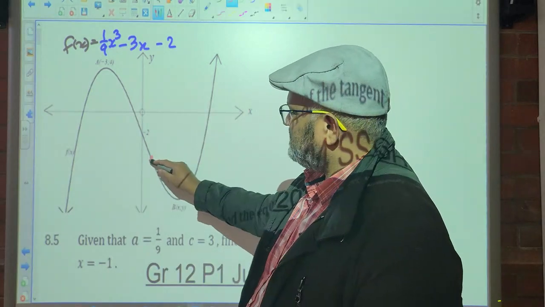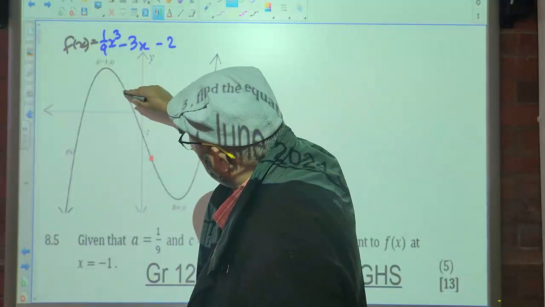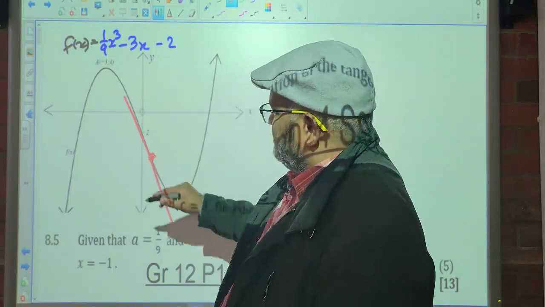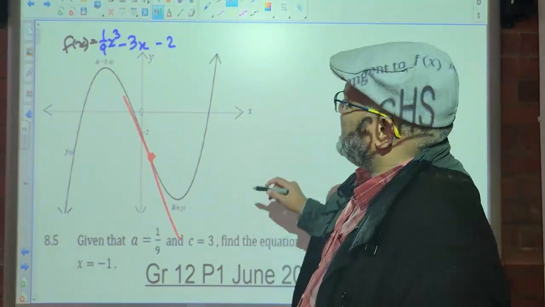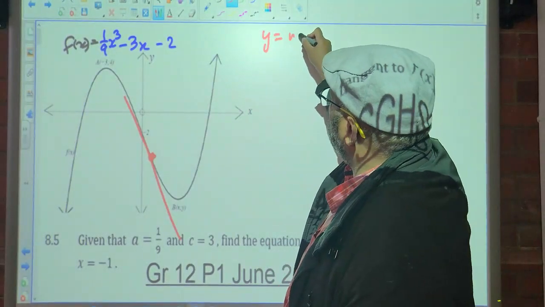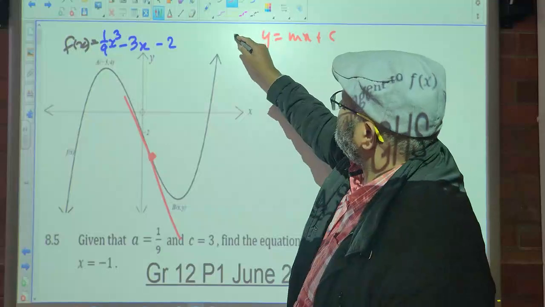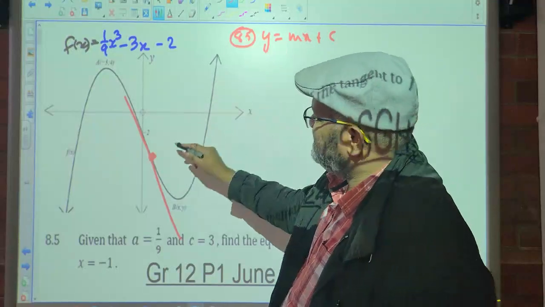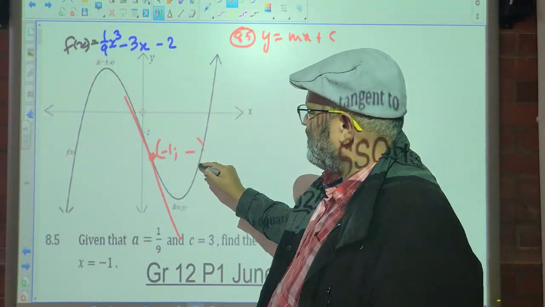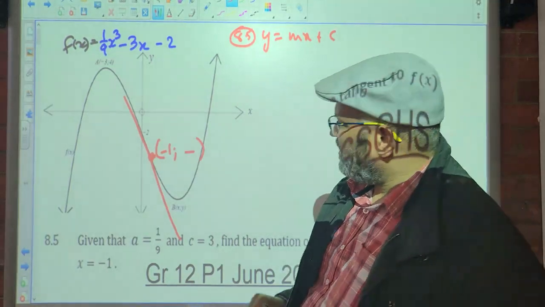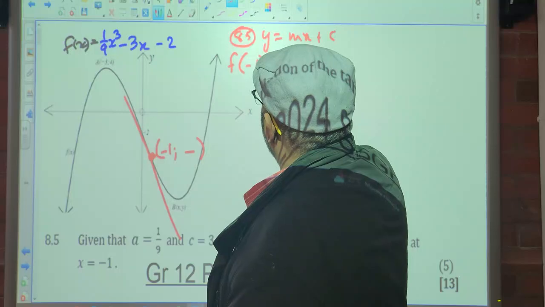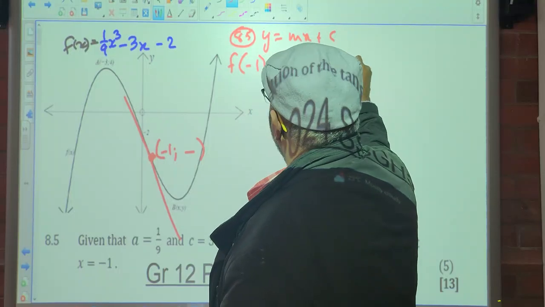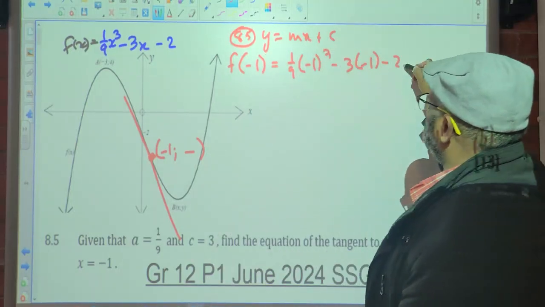So the tangent is around here, no? So that line is going to go through like that. Determine the equation of the tangent. So the equation of the tangent will be in the form of y is equal to mx plus c. You all agree with that? So this point is minus 1 in some y value. So what I do is I put minus 1 into f of x. So f of minus 1 is equal to 1 over 9 times negative 1 cubed minus 3 into negative 1 minus 2.